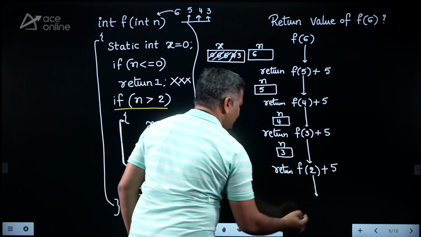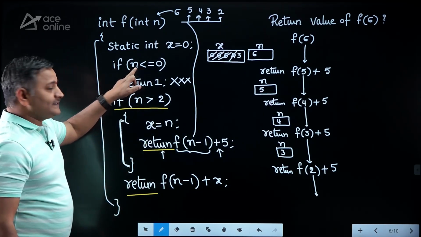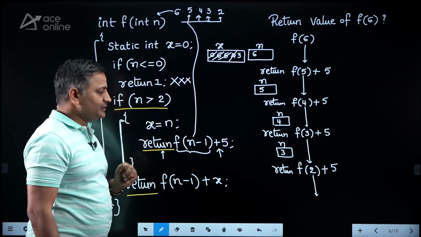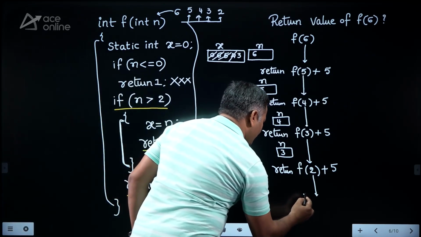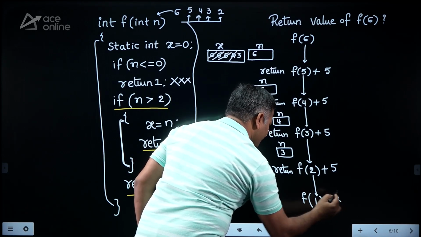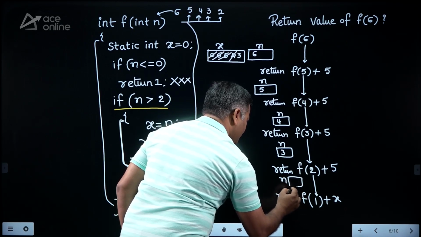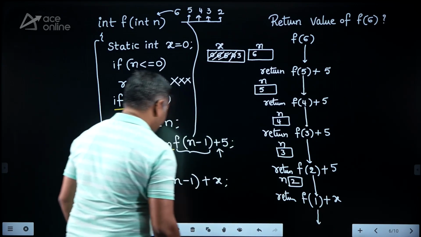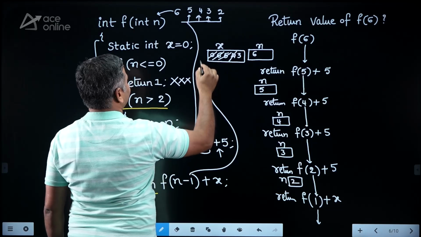Now, if I call this function with input 2, n less than or equal to 0, condition fails. This time the n greater than 2 condition also fails. Therefore, we execute return f of n minus 1 plus x. Therefore, f of n minus 1, that is f of 1, plus x, and then the return statement. Here we have n equal to 2, and next I am calling the function with input equal to 1. From here I am calling with input n equal to 1.